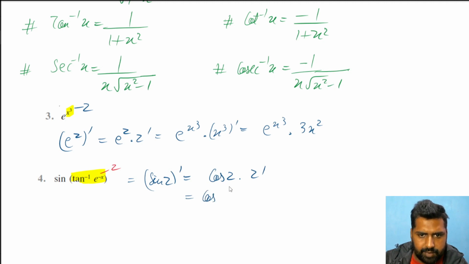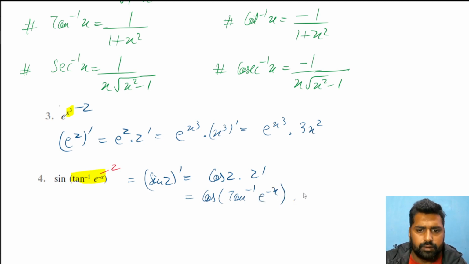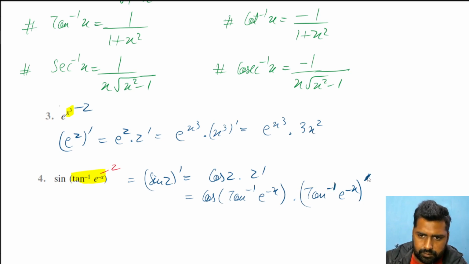So cos bracket, replace your z, tan inverse e raised to power minus x, and then differentiation of z dash. So tan inverse e raised to power minus x differentiation. Okay, that's a sign of differentiation. Now what is the first function that comes in this differentiation? Tan inverse. So leave it, whatever is present inside, consider that to be your new z.